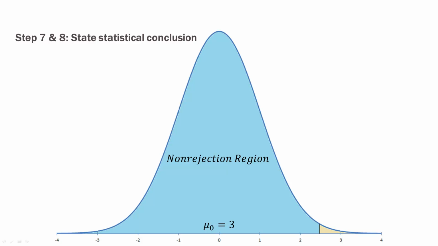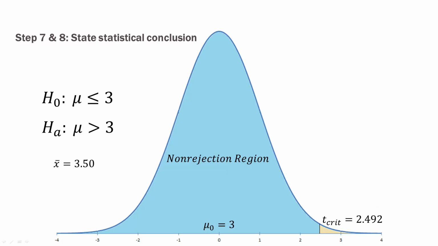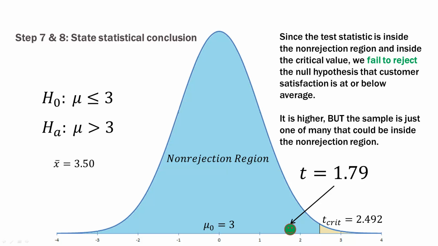So now we have to place that in the context of our sampling distribution. Same hypothesis, our mean was 3.5. Our critical value was 2.492. Our test statistic was 1.79. So what happens? Since the test statistic is inside the non-rejection region, inside the critical value, towards the mean, we fail to reject the null hypothesis that customer satisfaction is at or below average.